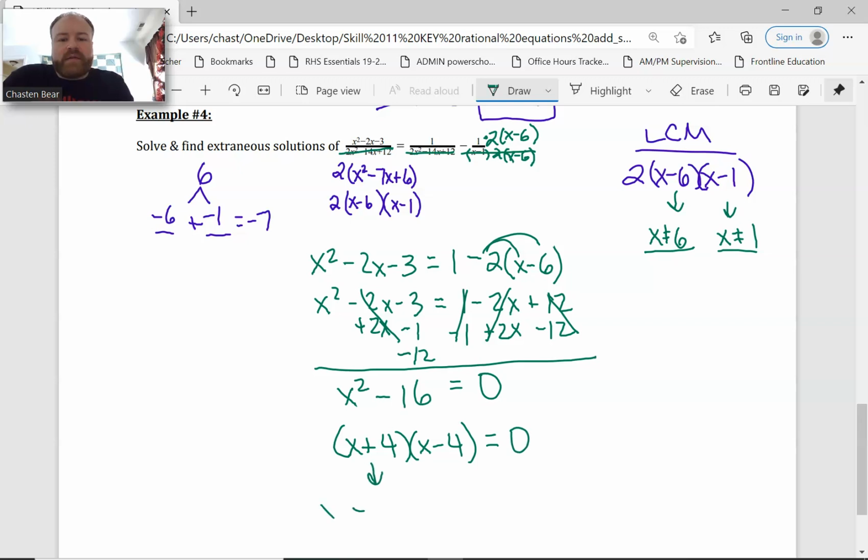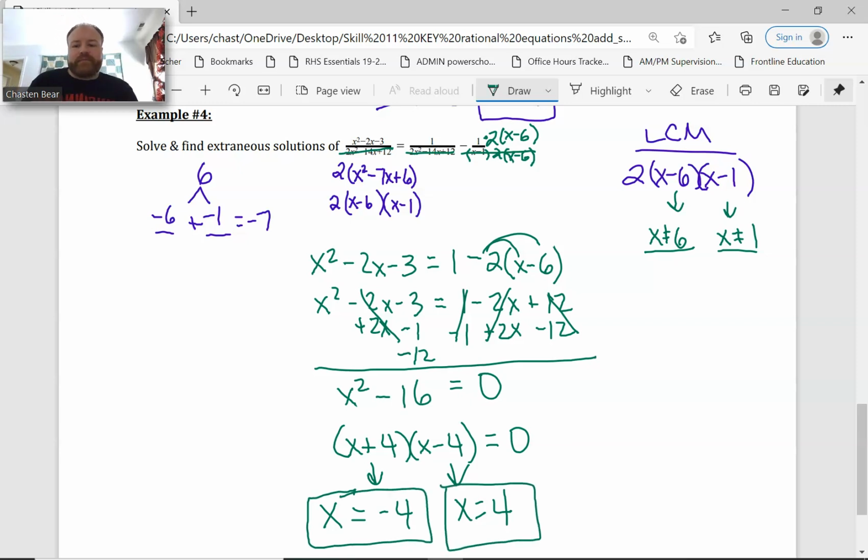And setting each one of these equal to 0, I get x equals negative 4, and I get x equals positive 4. Neither one of those is our excluded value, so both answers work. Okay. So that is how we're going to solve rational equations that are in the form where we have to add or subtract fractions. So now you're going to have a chance to do some practice.